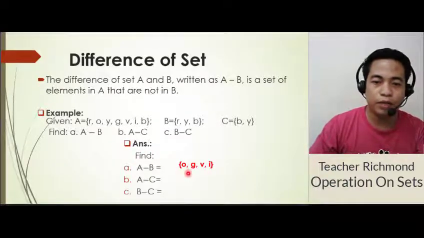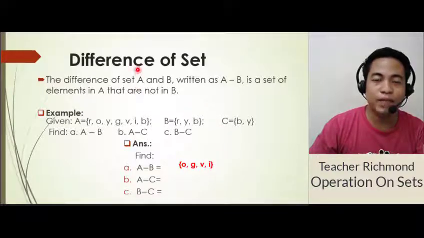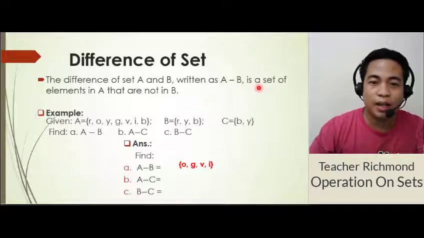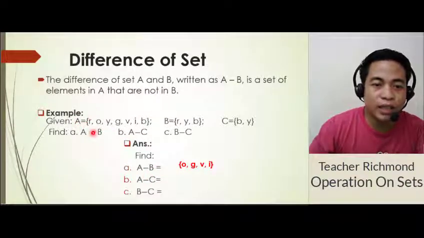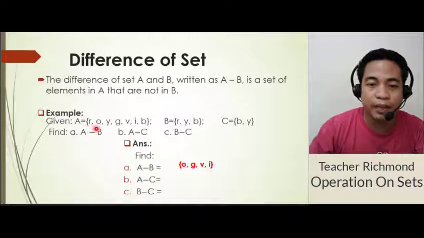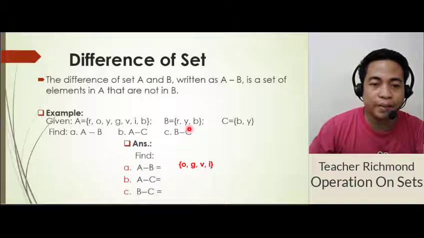For example number 1, the answer is O, G, V, I. Why? Because the definition of difference of set is a set of elements in A that are not in B. So look at this one. You will just go back to the given. Look at the elements of set A and set B. What are the elements in set A that are not in set B?